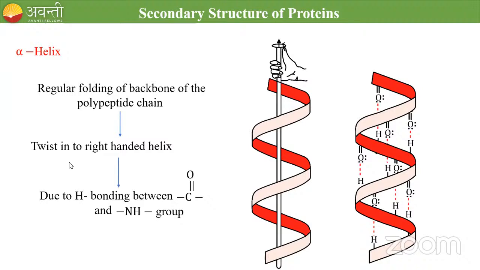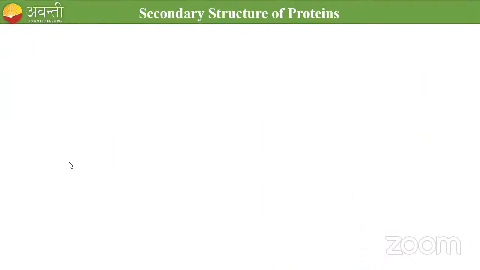You just see here, amino acids are joined together and they form this alpha helix. Amino acids have a C double bond O. So the oxygen at one end forms a hydrogen bond with the amine group of the other. Because of this only, they fold like this and form the alpha helix. Got it?